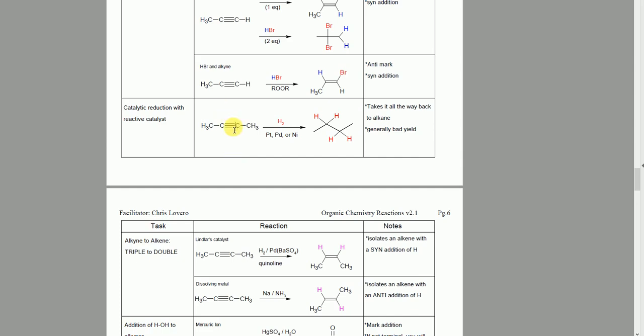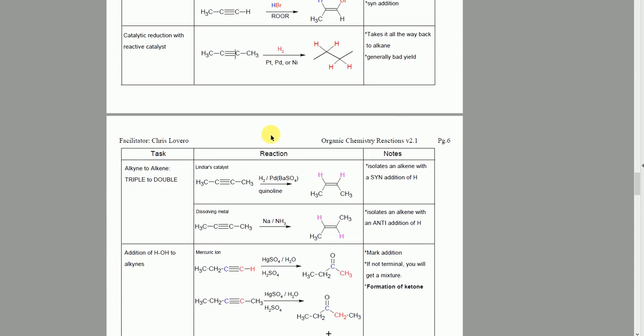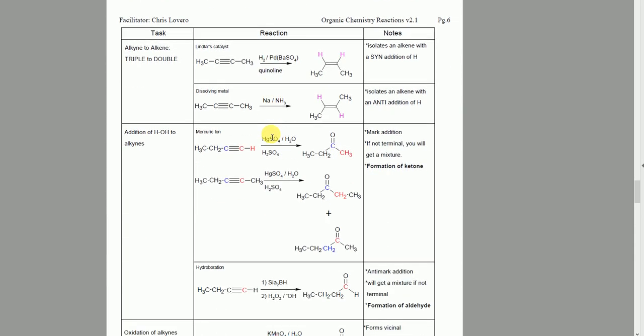But we're going to get rid of the triple bond, and this guy's going to get 2 hydrogens, this guy's going to get 2 hydrogens. So you see that right here. And so that's essentially what that does. So these are memorization, okay?